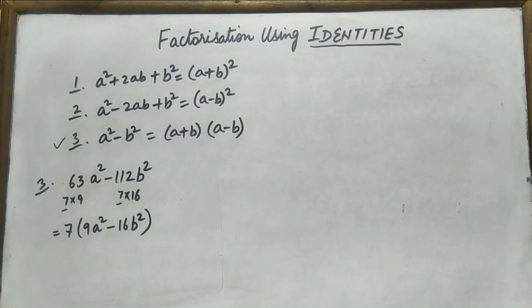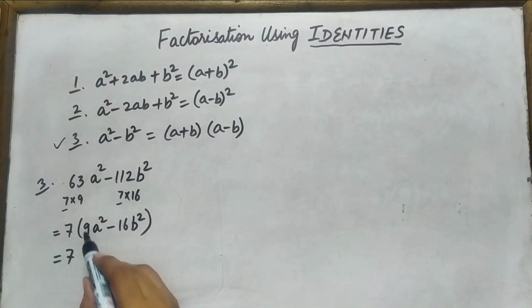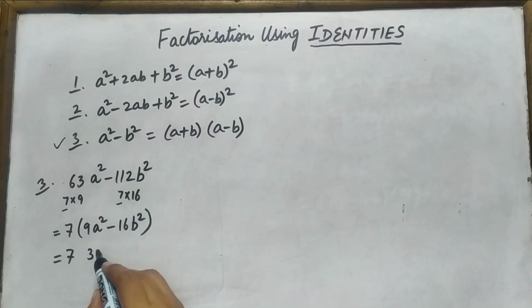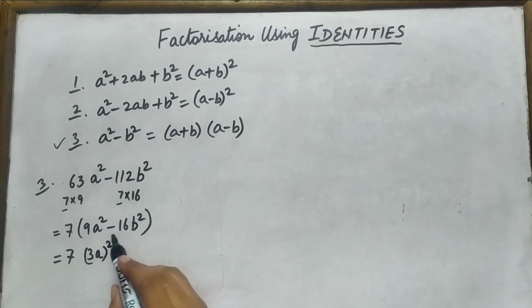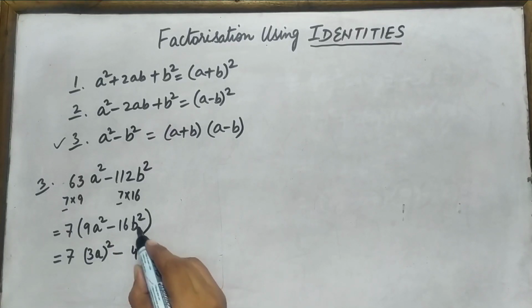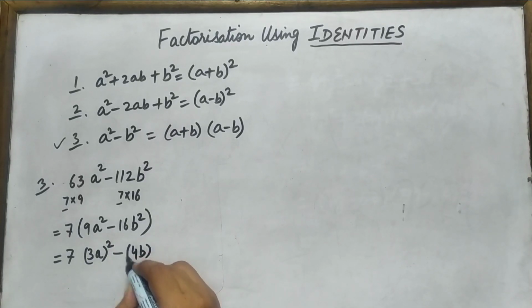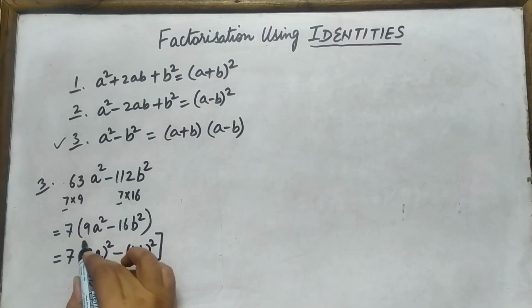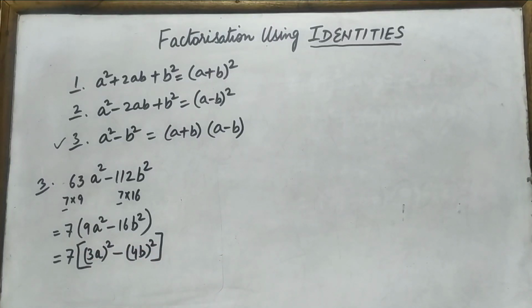Now friends, we can write these as the squares. How? 9 is the square of 3, a square, writing once, square taken common out at the top. Similarly minus 16 is the square of 4, b square common. These are the terms we have converted into squares. Proper squares are there. So we will write 7.